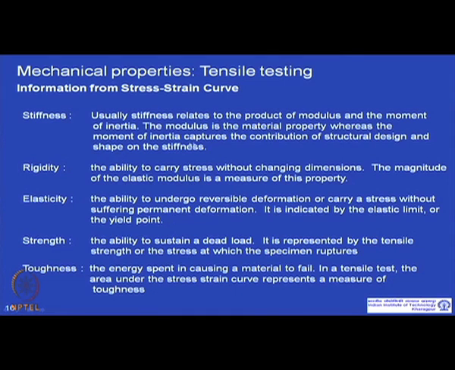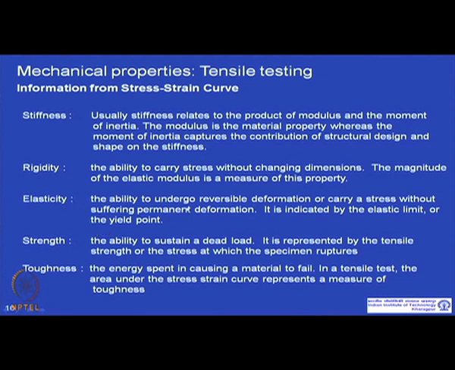So, modulus is the material property, whereas the moment of inertia captures the contribution from structural design and shape to stiffness. If you compare materials of the same structural design and shape, the higher the elastic modulus, the higher the stiffness. Rigidity is the ability to carry stress without changing dimension, basically similar to stiffness, and the magnitude of the elastic modulus is a measure of rigidity.